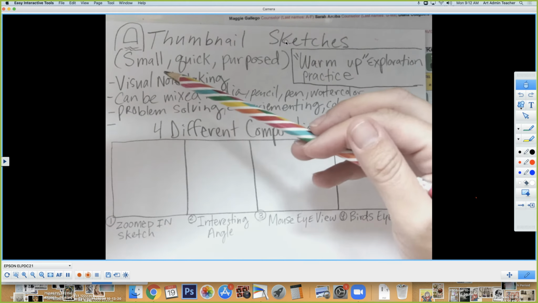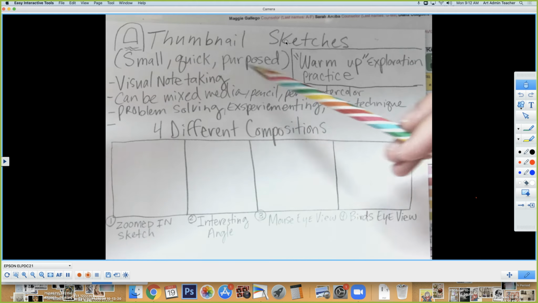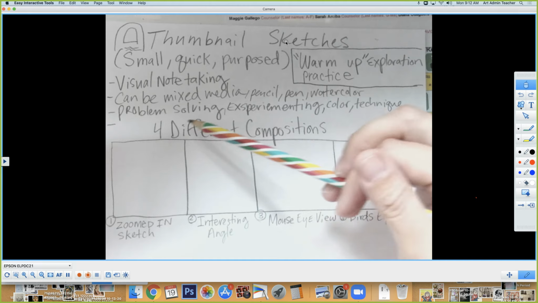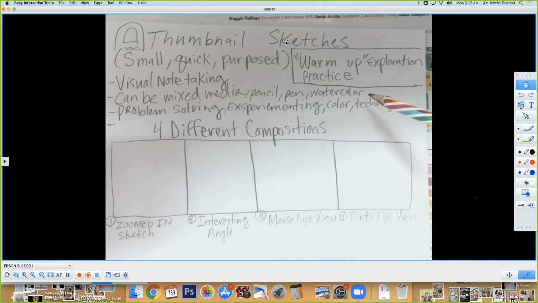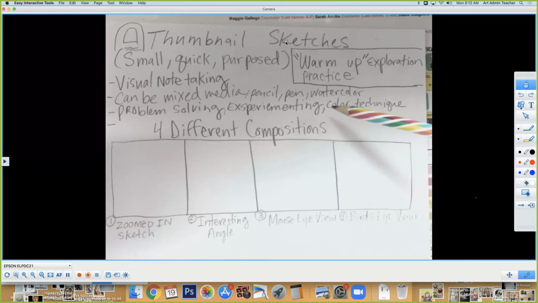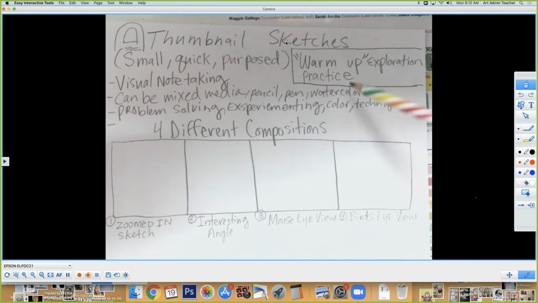So we took notes. Thumbnail sketches: small, quick, purposed. Visual note taking can be mixed media: pencil, pen, watercolor. This is just our practice one. Problem solving, experimenting, and then you can always add color and techniques to it later. So these are warm up, exploration, practice.